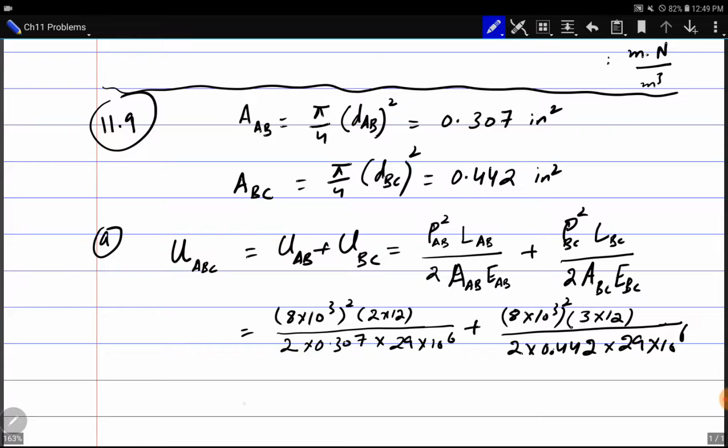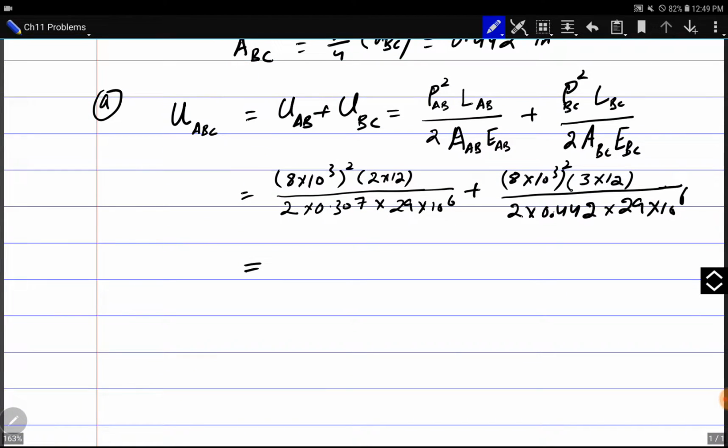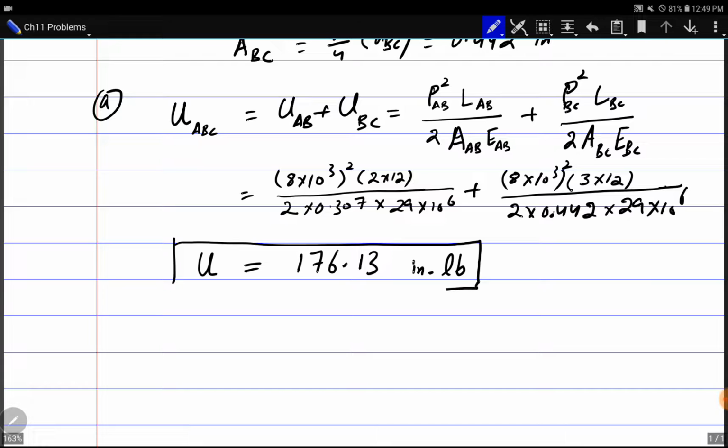So by simplifying the above terms, U can be calculated as 176.13, and the unit is inch pound. Okay, so total U for rod ABC has been calculated.